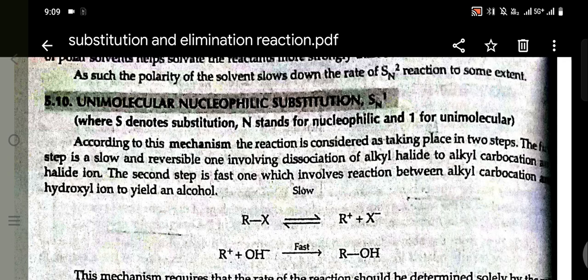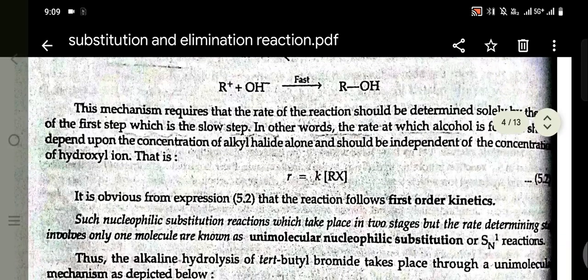RX reversible process gives R plus and X negative. R plus and OH negative give rise to ROH, a fast reaction. This mechanism requires that the rate of the reaction should be determined solely by the rate of the first step, which is the slow step. In other words, the rate at which alcohol is formed should depend upon the concentration of alkyl halide alone and should be independent of the concentration of the hydroxyl ion. That is, rate equals k times the concentration of RX.